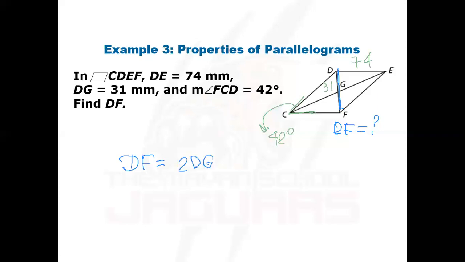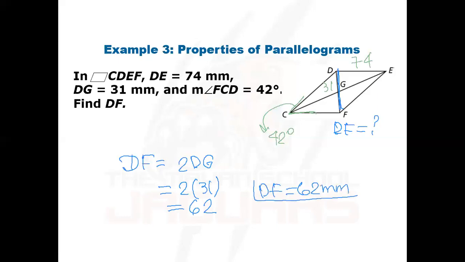How do I know this? Since the segment CE bisects the segment DF because they are diagonals, the length of the segment DG is half of the length of the segment DF. Or in other words, the length of the segment DF is twice the length of the segment DG. So DF would be equal to 2 times the length of the segment DG, that is 31. So the length of the segment DF is 62. So the length of the segment DF equals 62, and to be more precise, 62 millimeters.